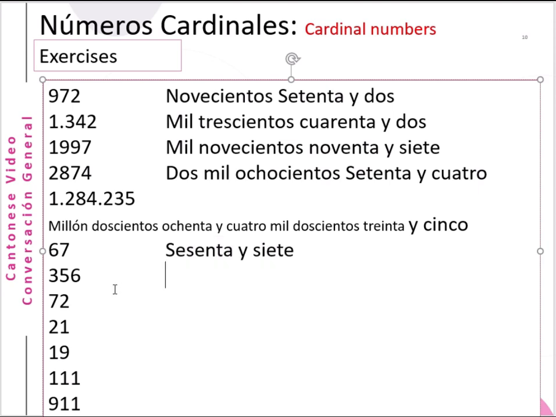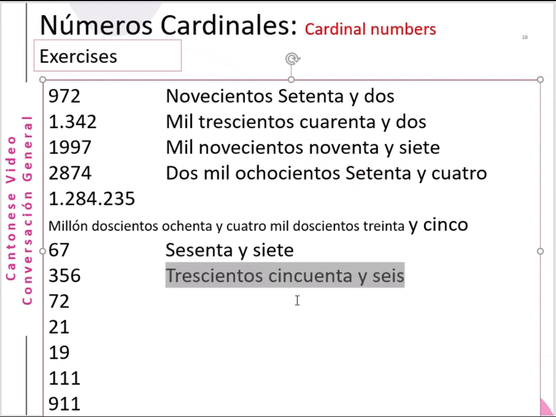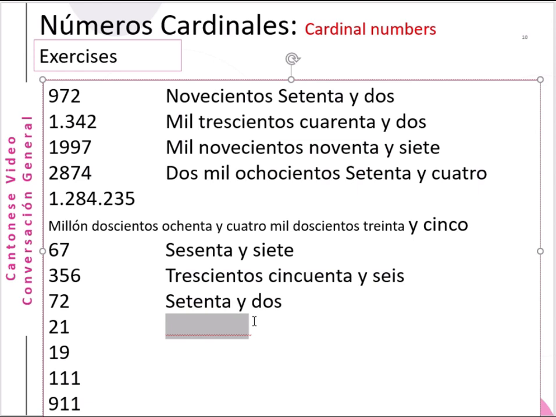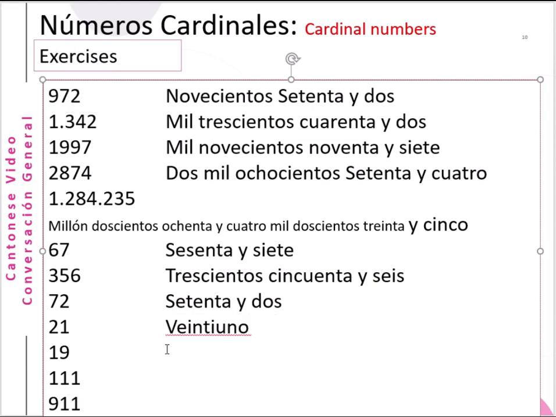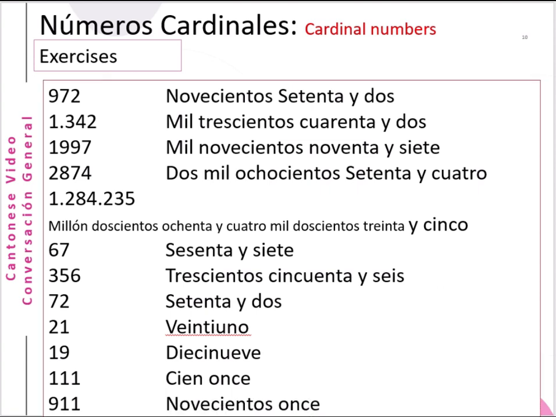67. 356. 702. 21. 19. 111. 911. After this exercise, you can also read out any numbers and try to use Spanish to write them down.